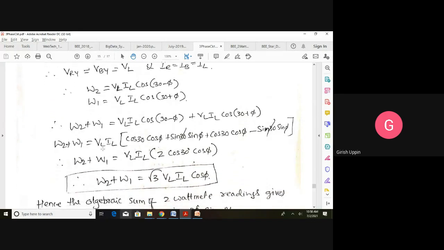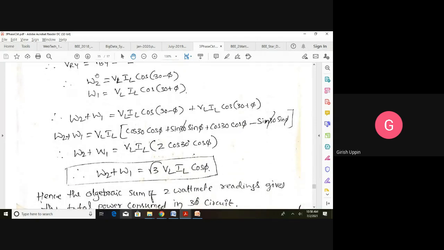Now we have to prove that if I add the values of these two wattmeters, that will give the three-phase power. So I will add W2 plus W1: VL IL cos(30 minus 5) plus VL IL cos(30 plus 5). Expanding this, VL IL is common. Cos(30 minus 5) is cos 30 cos 5 plus sin 30 sin 5, and this is cos 30 cos 5 minus sin 30 sin 5. So these terms get cancelled. What remains is 2 times cos 30 into cos 5.